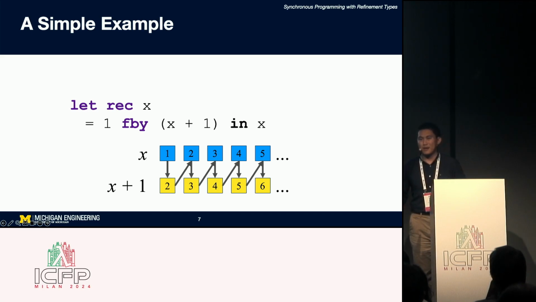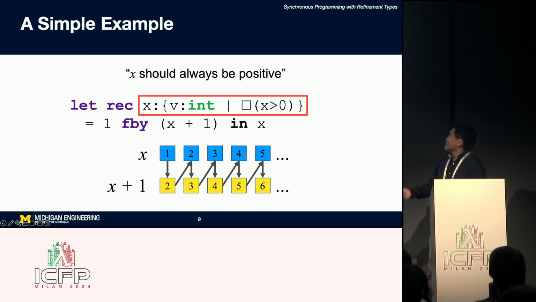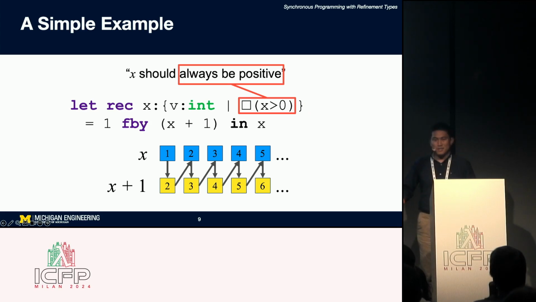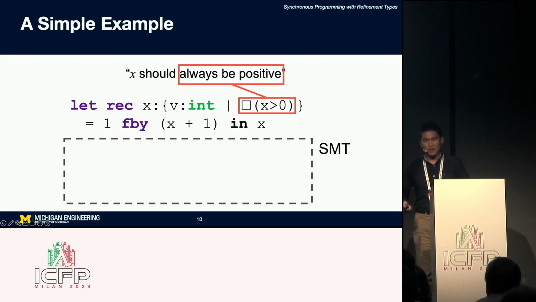Let's say our system designer then wants to specify that x should always be positive. So she adds a refinement here. And note that always be positive is encoded using the LTL operator, the box operator here, and it's encoded in our refinement type here. So how do we verify this program then? Well, let me pull out my box of things that we're going to send to the SMT solver here.